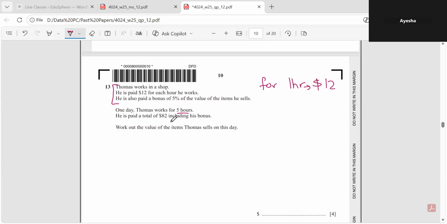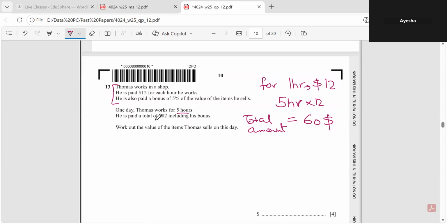Because he's working 5 hours, he has to multiply by 5. So 5 hours on that day, we are going to multiply with 12. The total amount he is getting on that day, because he was working 5 straight hours, 5 12s are $60. So first we know that $60 he got.